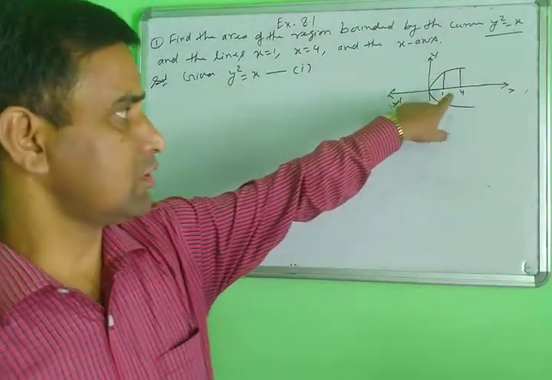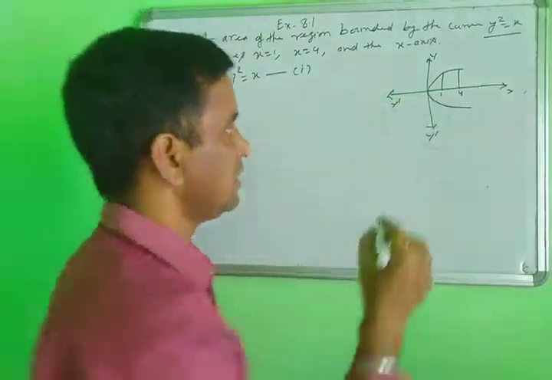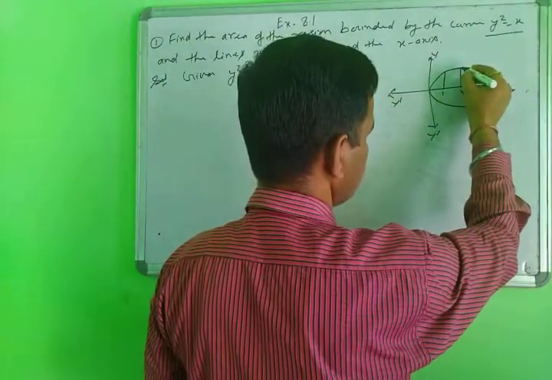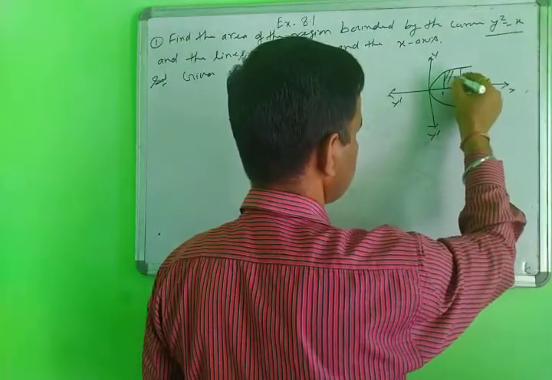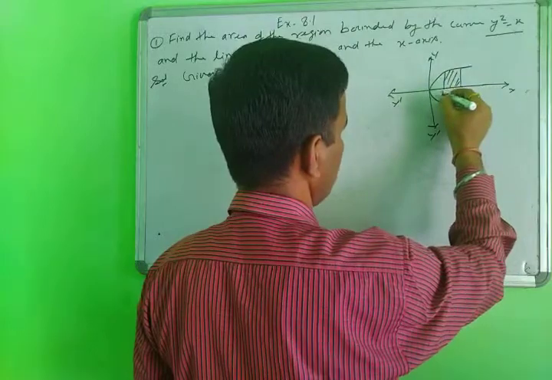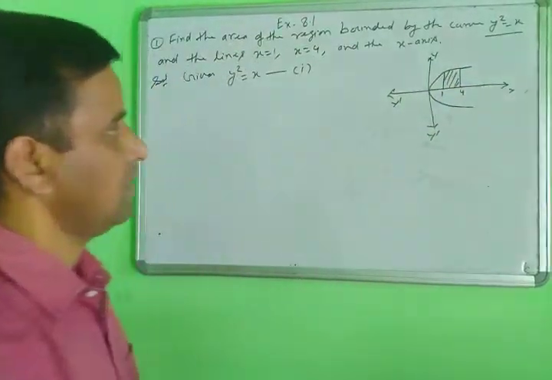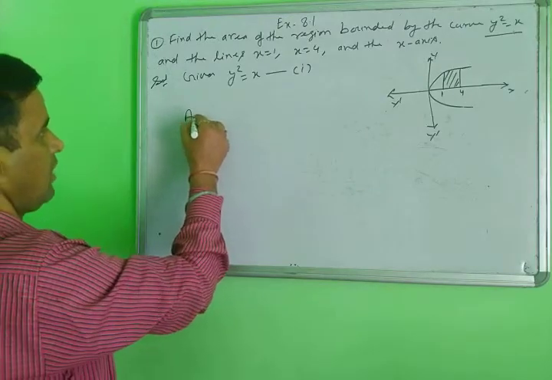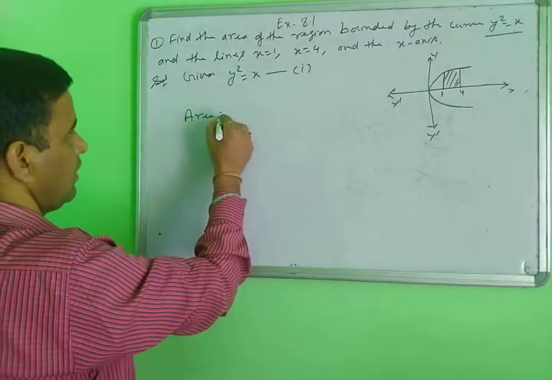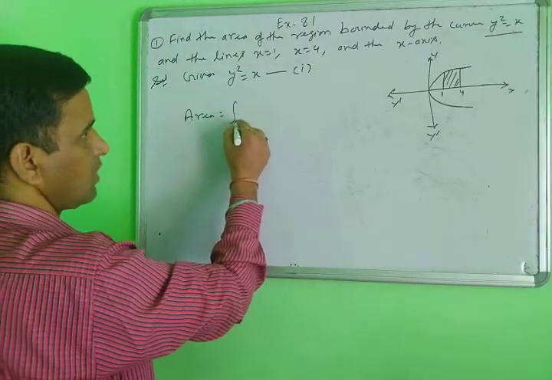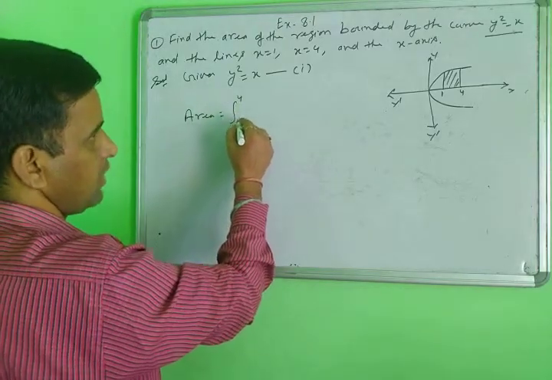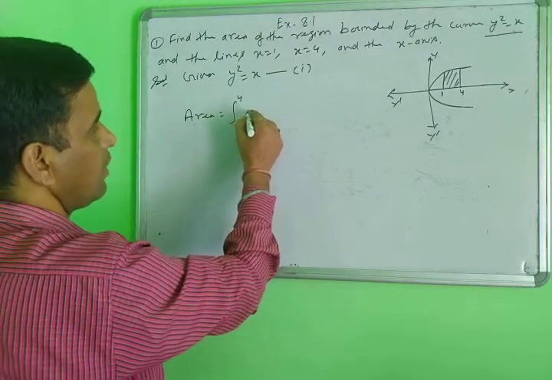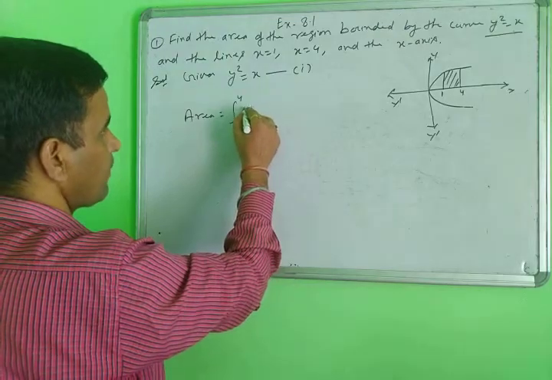Only the positive direction, not the negative direction here. You will find the area of this portion. In this portion, this is the lower limit, this is the upper limit. So how to find the area of this? The area equals, with lower limit 1 and upper limit 4, the integral of y dx.